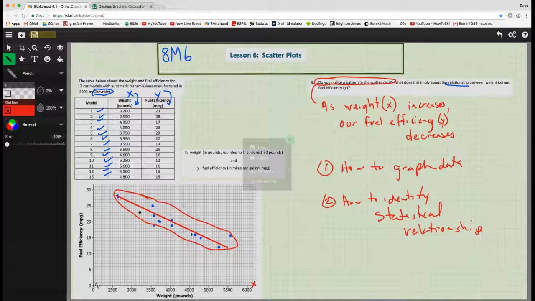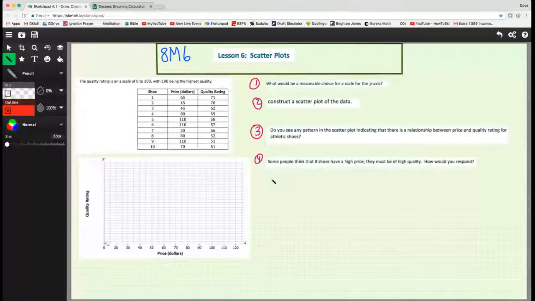Okay, let's look at another example. So now we're talking about the quality of shoes and the price of the shoes. So the price is our, in this case, let's just change up colors just because I like to. This is our X and this is our Y. And so let's see what would be a reasonable choice of scale for the Y-axis. Well, we want to make sure everything fits over here. Our lowest is 51 and our highest here is 71. So maybe let's make it go from 50 to 75.